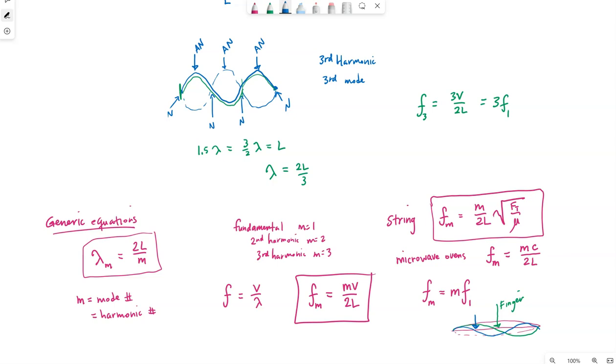So I'll go through a couple concept questions and sample problems as well. And then we'll talk about the standing waves in pipes.